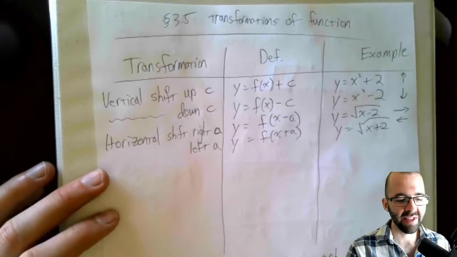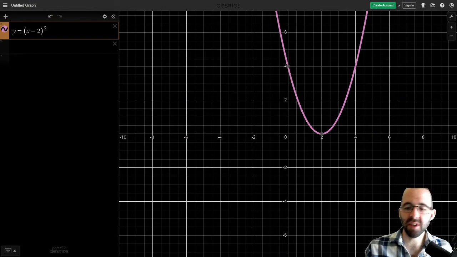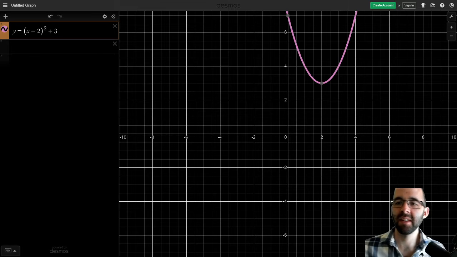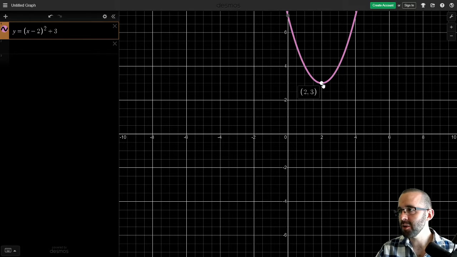All right, so that's horizontal shifts. That's vertical shifts. What if we put them together? There's no reason we can't shift it horizontally and vertically at the same time. Right? This is a parabola that got shifted right 2 units and up 3.